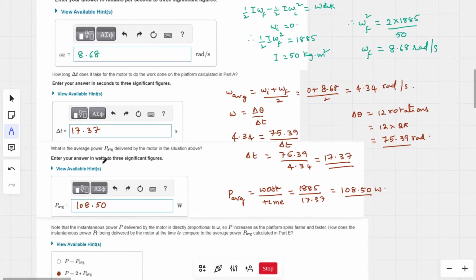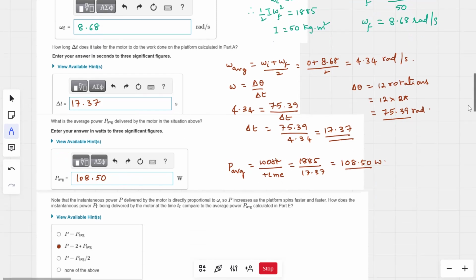Next, what is the average power delivered by the motor in the situation above? Now, power is equal to work by time. The rate of doing work is called power. Therefore, it is equal to 1885 divided by 17.37, which is equal to 108.5 watts.